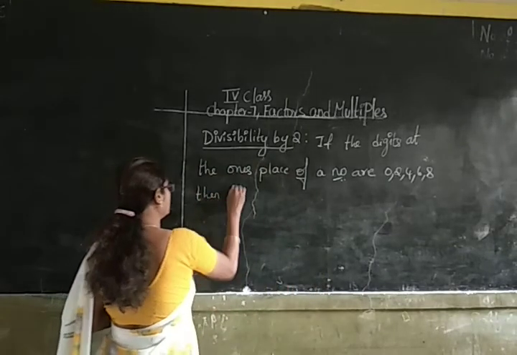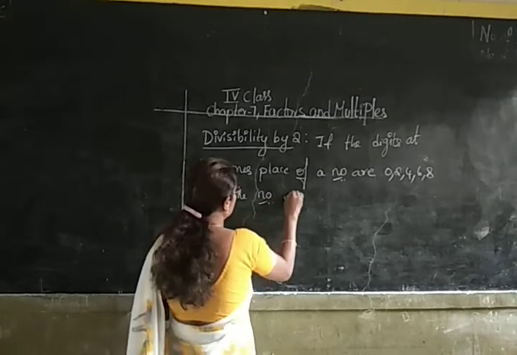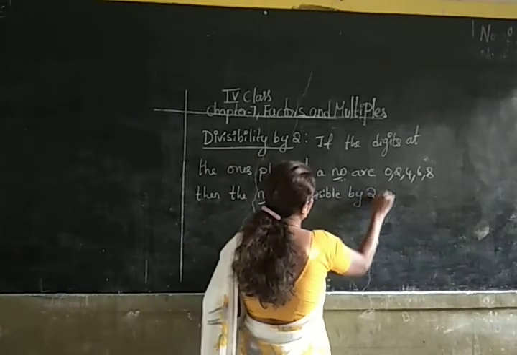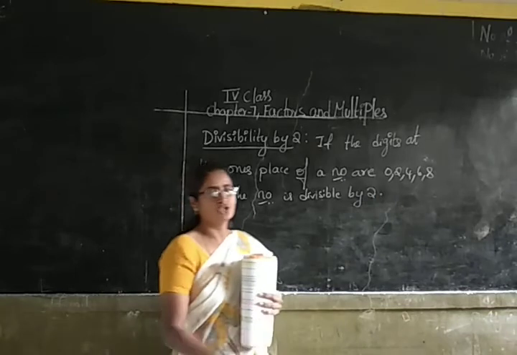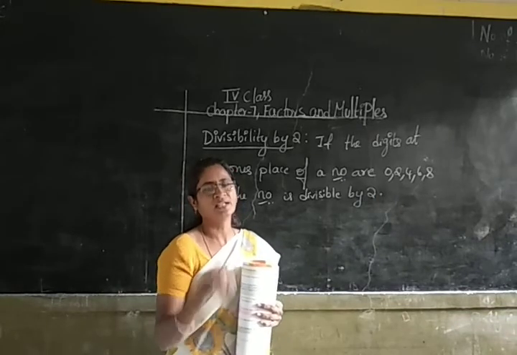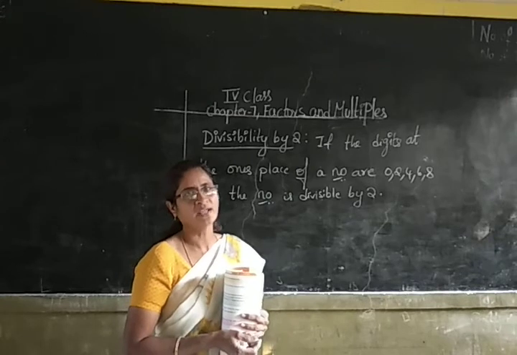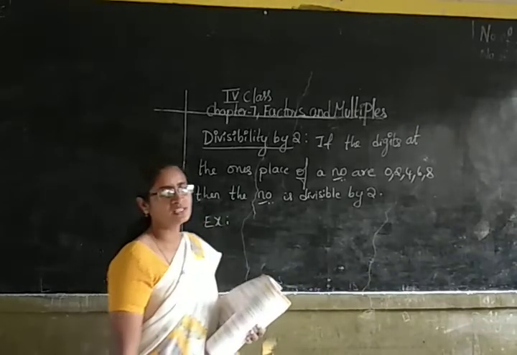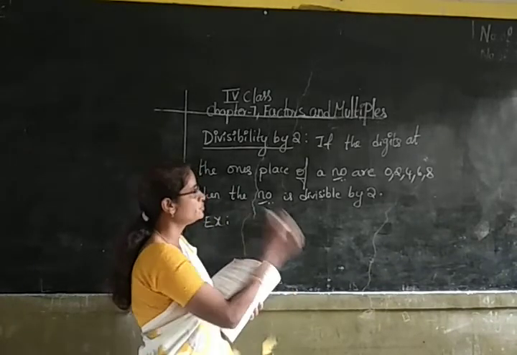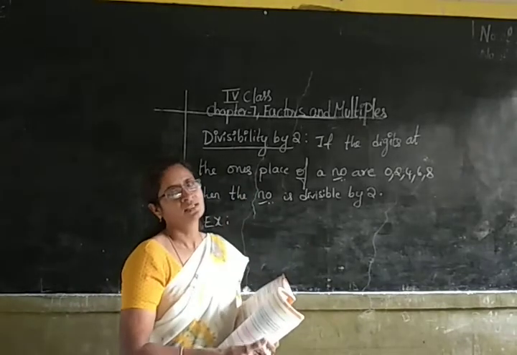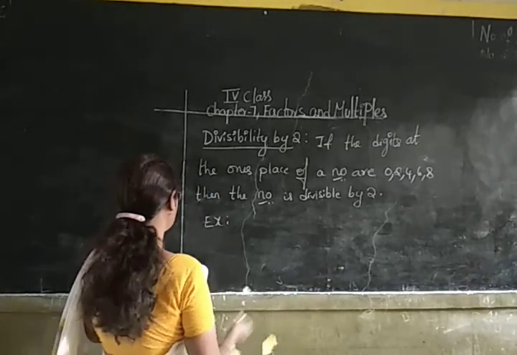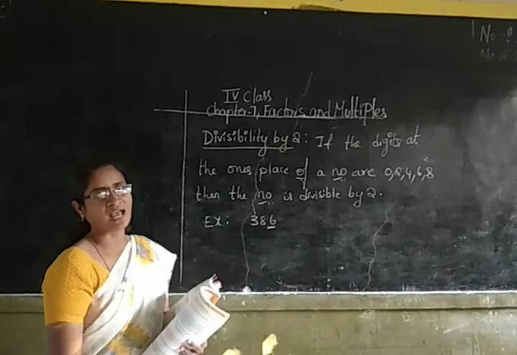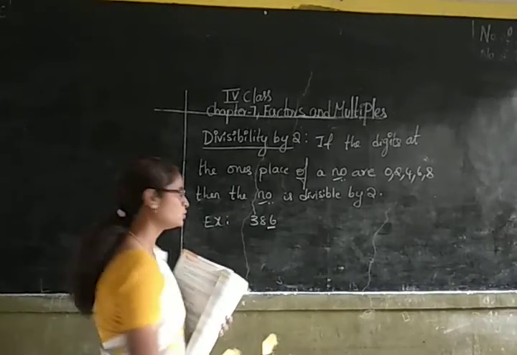Okay, children? If a number has 0, 2, 4, 6, 8 in its ones place, then the number is divisible by 2. Let us take some examples. 386. Here in the ones place of this number you have 6. So this number is divisible by 2.